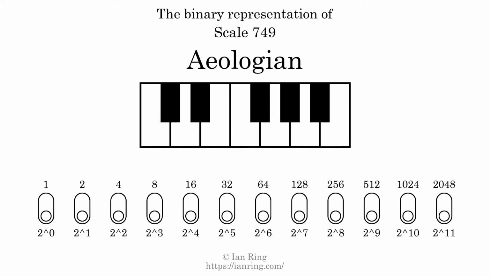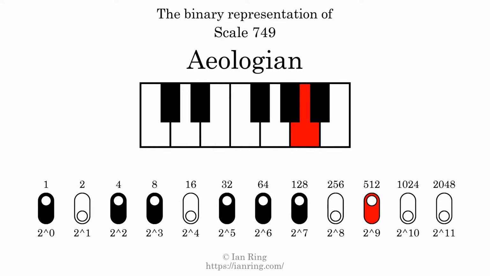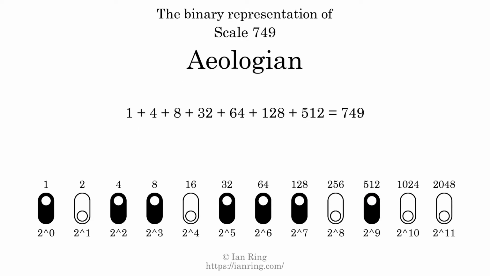The binary representation of this scale is determined by mapping tones of the scale to binary digits. Each binary digit represents a power of 2. To get the scale number, we add the powers of 2 together. The powers of 2 that are present in the scale, all added together, equals 749. That is why the scale number, in decimal, is 749.